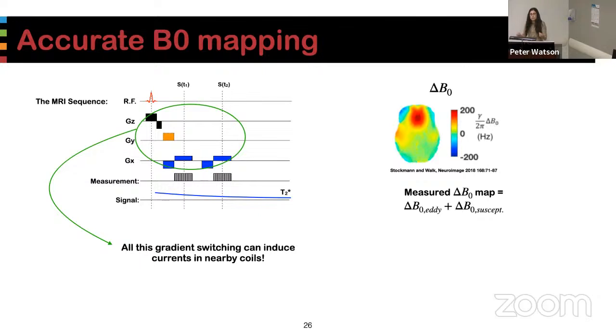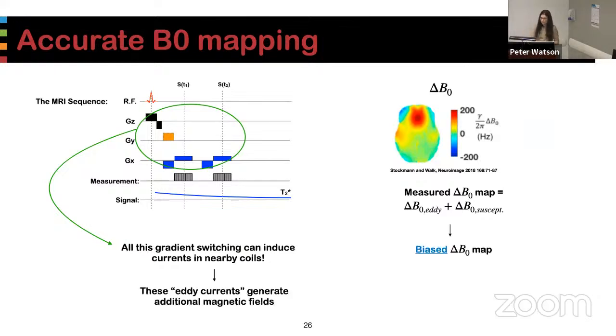So that can induce a current in any coil that is within the scanner. We call those currents eddy currents. Those currents generate a magnetic field as well. So the magnetic field that we measure with a sequence like this is actually the magnetic field due to the susceptibility differences, plus any possible magnetic fields that have been created by eddy currents. So here we have the measured B0 map is actually equal to the eddy current induced field plus the inhomogeneity due to susceptibility differences. So I'm going to call this B0 map a biased B0 map.